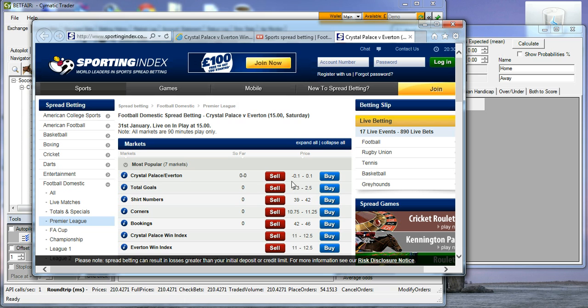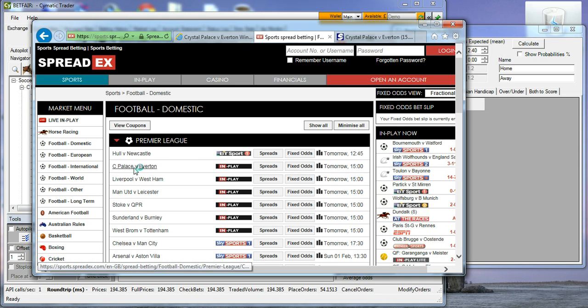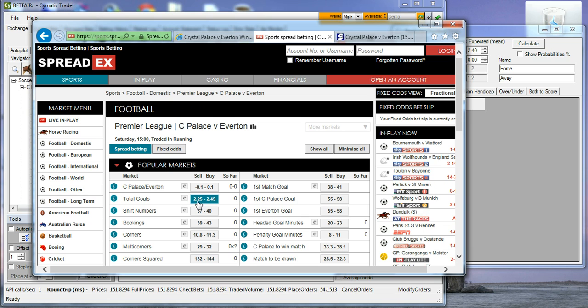Now, the total goals here is the mid price. The buy and sell prices here are 2.3 and 2.5. So the calculations made by all the people that are inputting these numbers into this spread betting market reckon that there's going to be 2.4 total goals on average. So I'm going to put that in as my first input value. SpreadX, by the way, have got a very slightly different figure, not too far off. They've got a mid figure of 2.35, so it's quite similar.